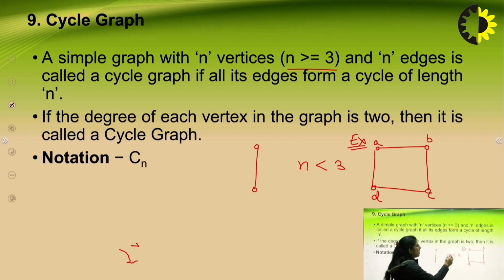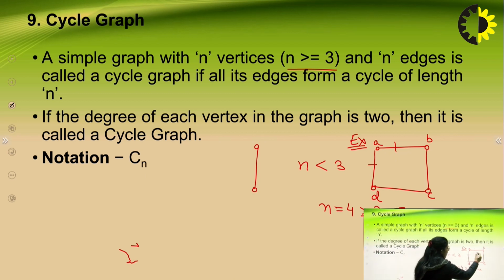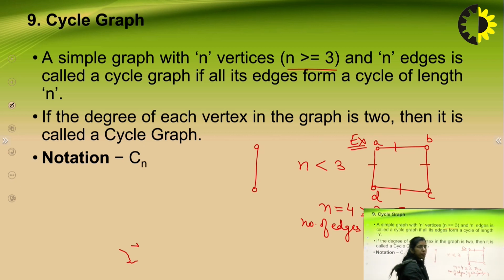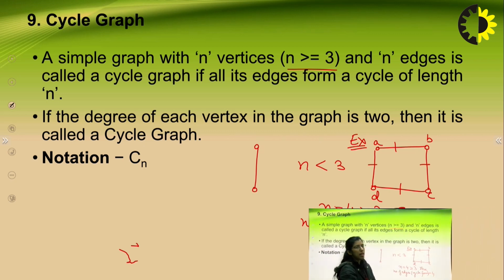here we have n is 4, which is greater than or equal to 3. True, the condition is true. So this is an example of a cycle graph, and with the same, the number of edges that form the cycle is also 4. So this is an example of a cycle graph.